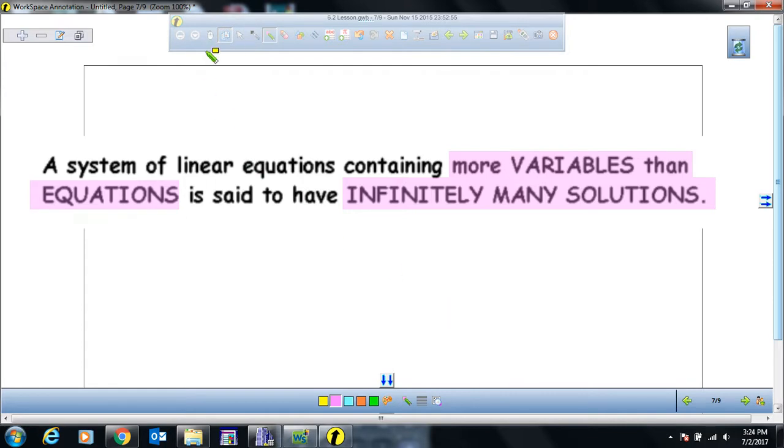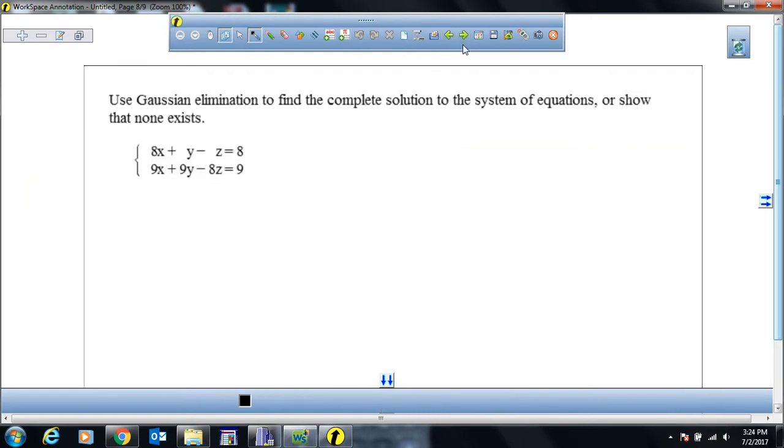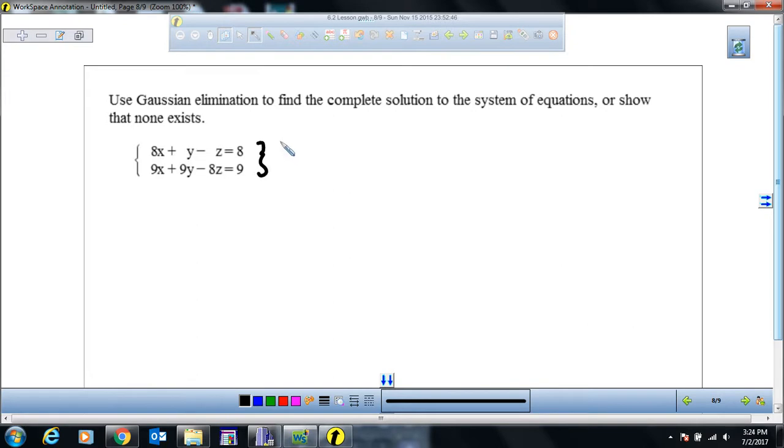So that goes back to the next and last problem. We're going to have a system with only 2 equations. But what you can see is that this system has 3 variables. So there's more variables than equations. So this automatically tells you that the system has infinitely many solutions. That's what we're going to say here. This has infinitely many solutions.